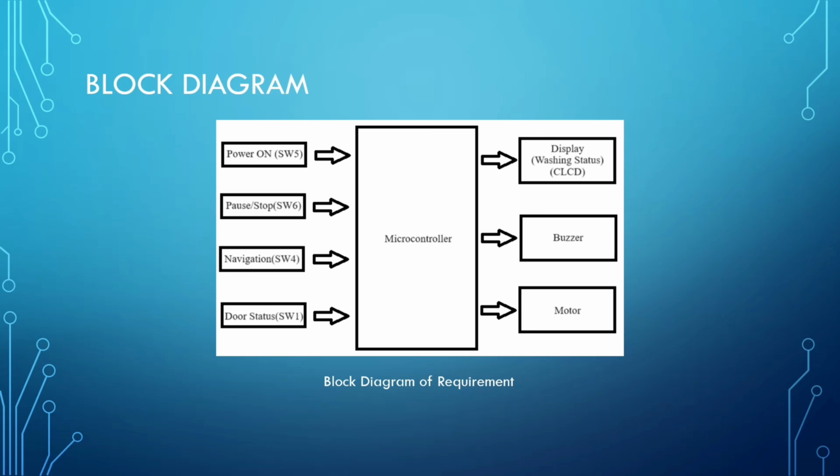The washing status will be displayed on the CLCD available in the board. The buzzer is used to indicate the completion of, or any interrupt in, the washing cycle. The motor is used to show the working of the washing machine.